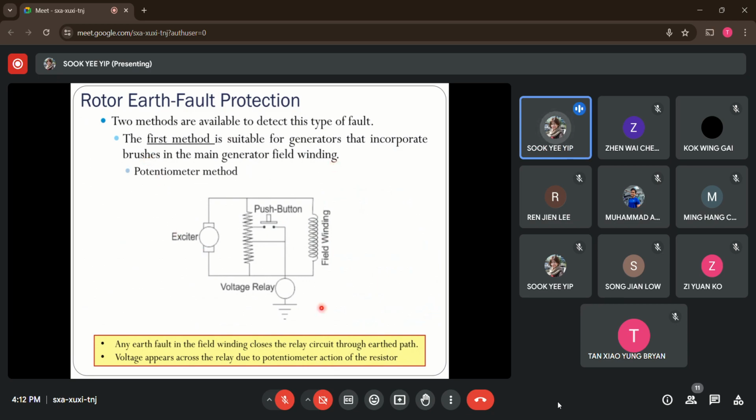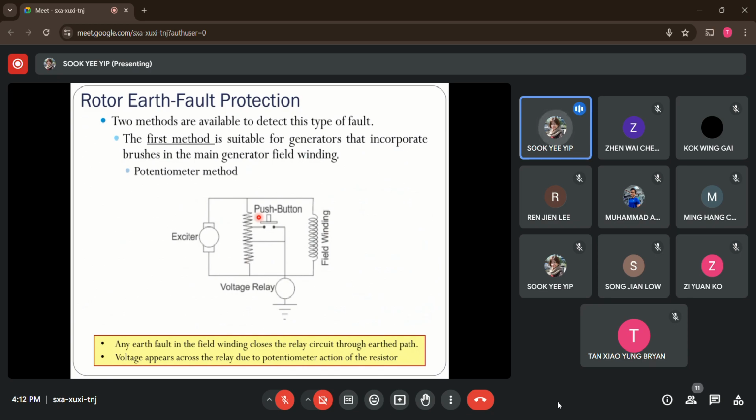So let's check out this diagram to see how we can implement this method. Now you can see this is the exciter, and this is the field winding. You will notice that we have a resistor connected across, in parallel, to this field winding as well as the exciter. And then it has been centrally tapped, and this path will be connected with the voltage relay to the ground.